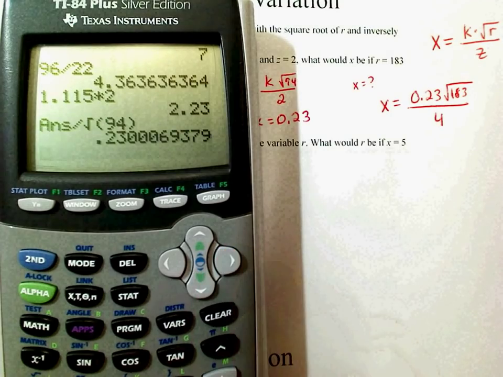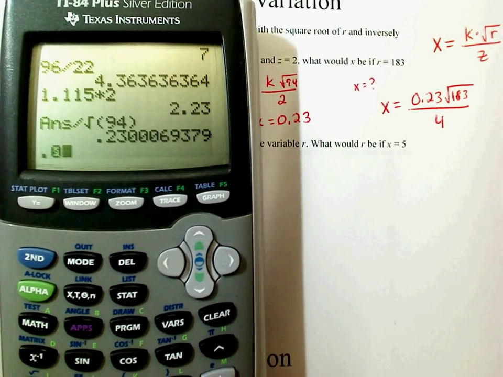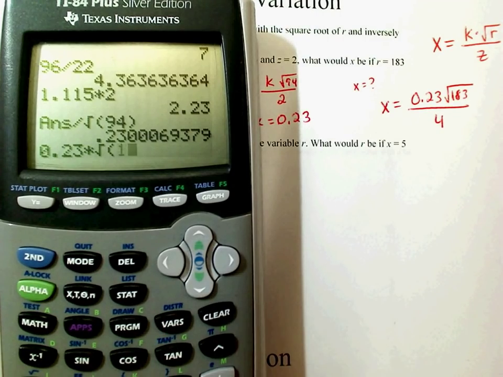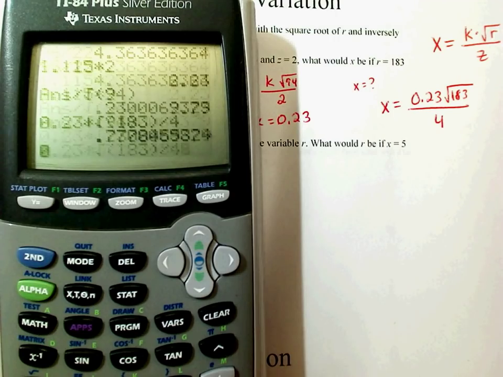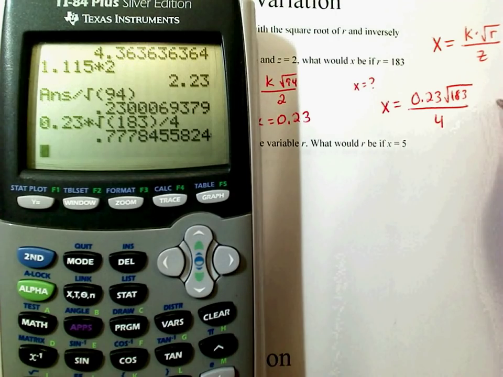0.23 times the square root of 183 divided by 4. And I get x equals 0.778.